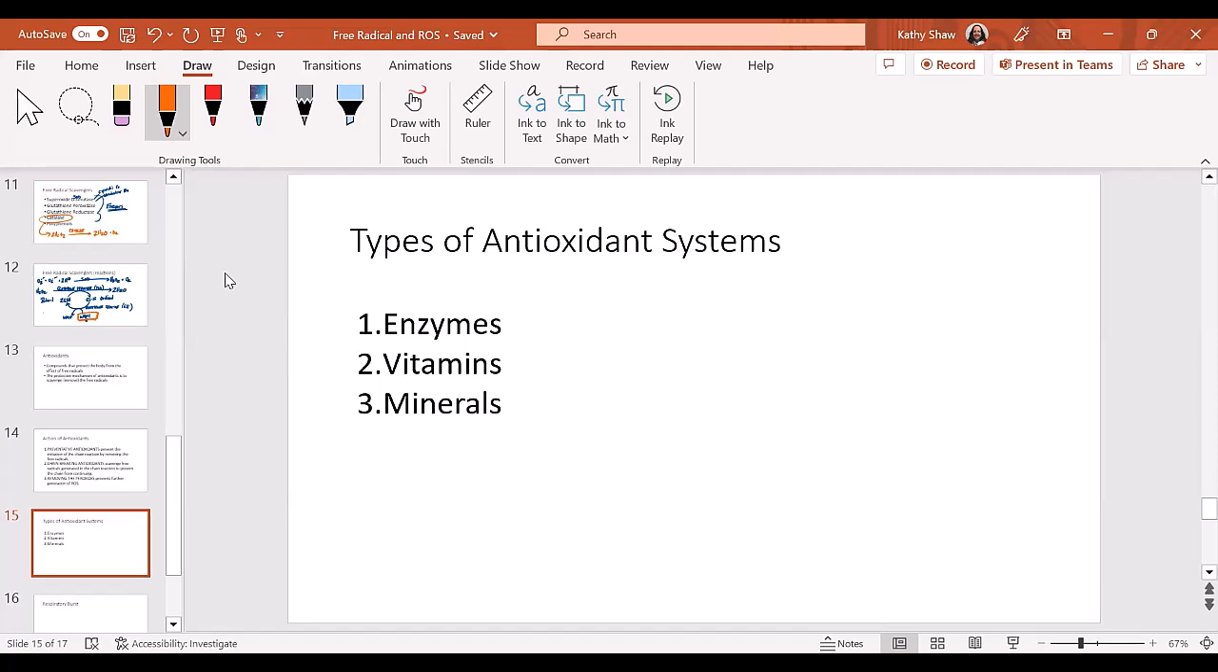Different systems: we have enzymes. We just talked about those a little bit, the superoxide dismutase, things like that. You have your vitamins and you have your minerals. We'll talk about those a little bit next trimester. I think Dr. Krabbe is going to talk about those a lot when you get to nutrition with him.